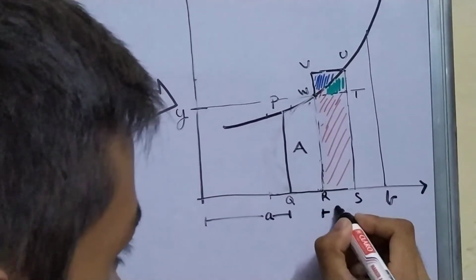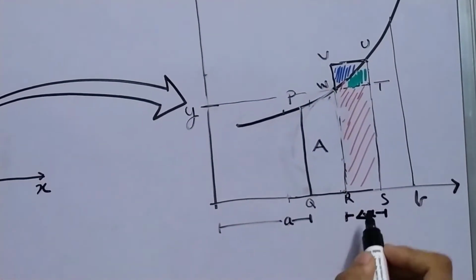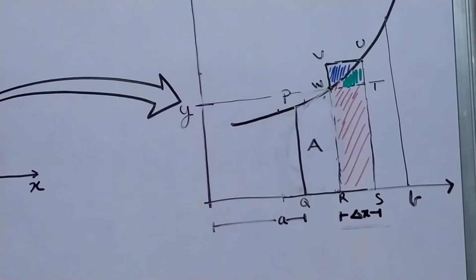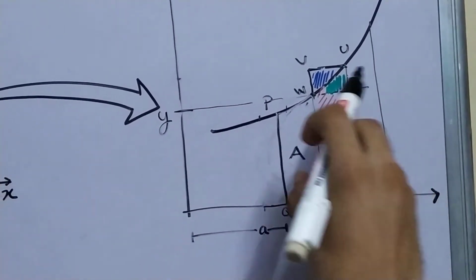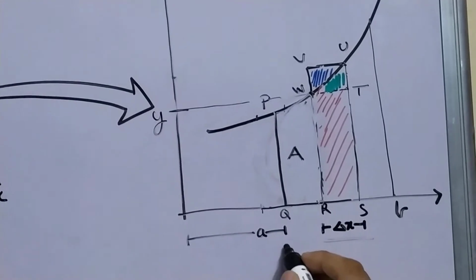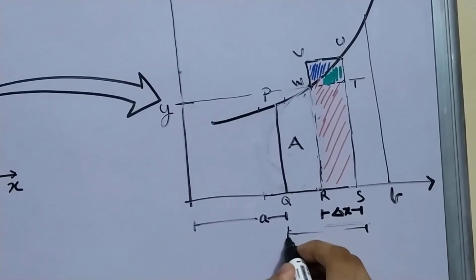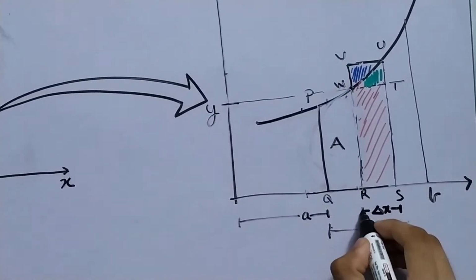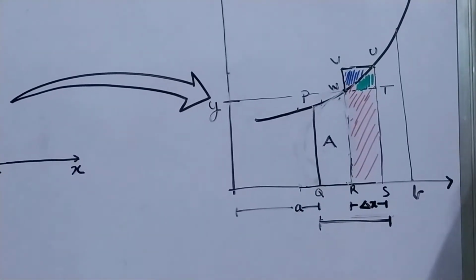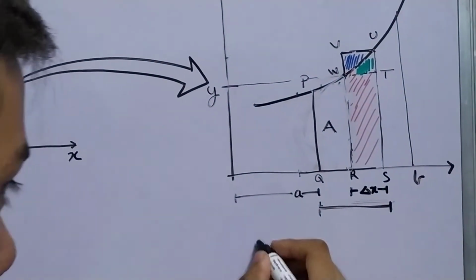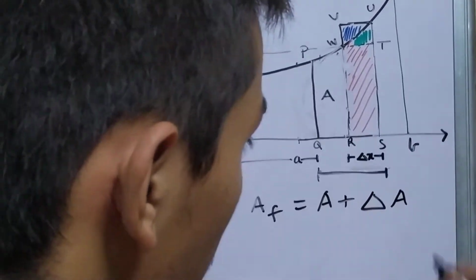Then what you did, you walked in the direction of the x-axis, so you increased your x value by delta x. Once you increase your x by delta x, your area will also increase. Your area from Q to, say, S, it was till this point, then we are considering this interval, so the area will also increase. Let us say your final area is your original area plus delta A.